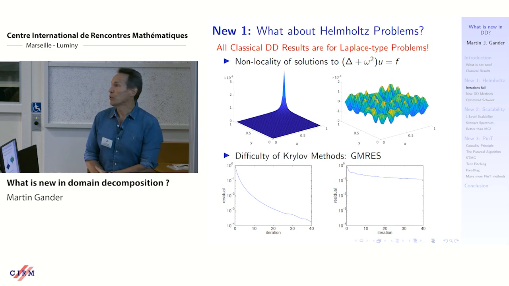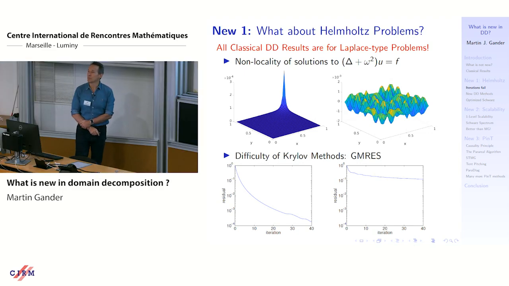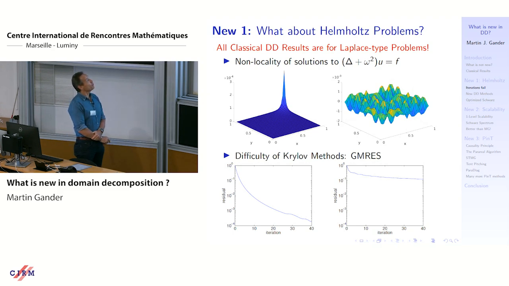So I'd like to start with things that are new in domain decomposition, where there is a lot of active research going on. The first thing I want to mention is Helmholtz problems, high-frequency wave propagation problems. All these results I've shown you are for Laplace type problems. So what's the difference between a Helmholtz problem and a Laplace problem?